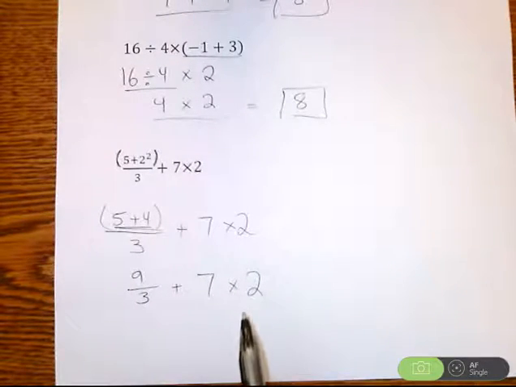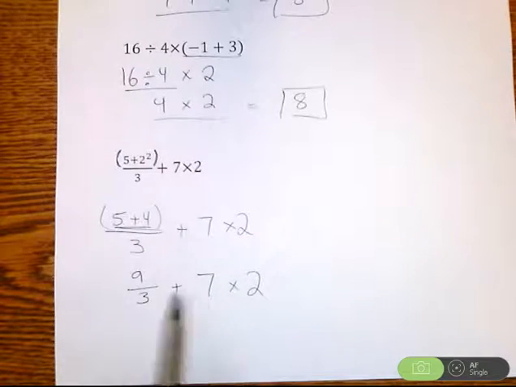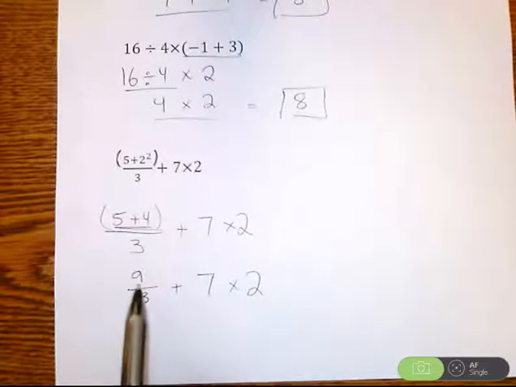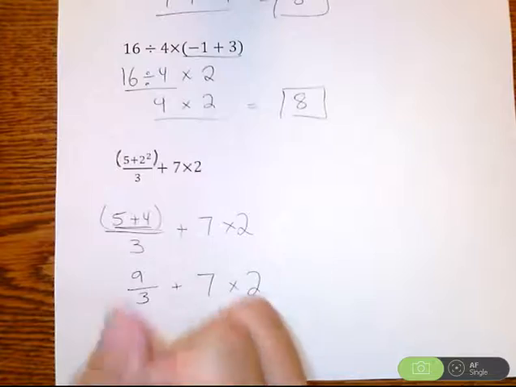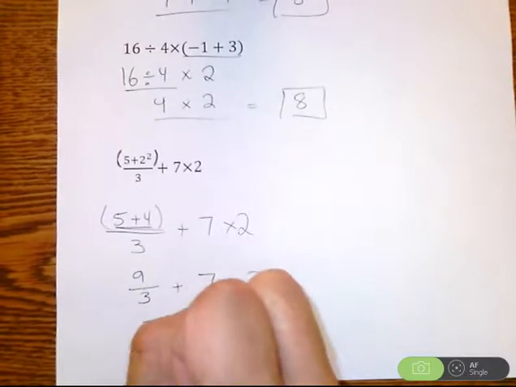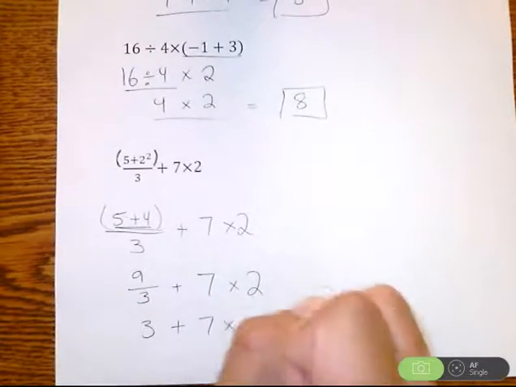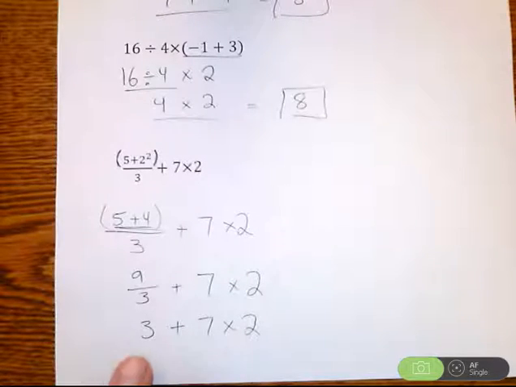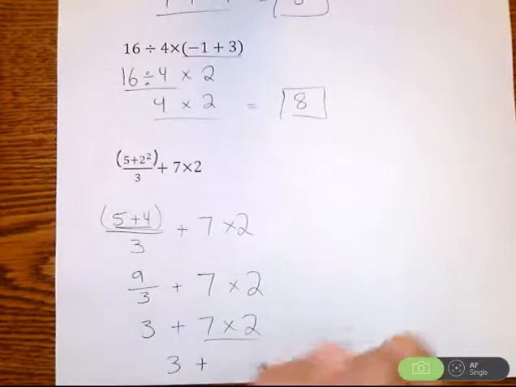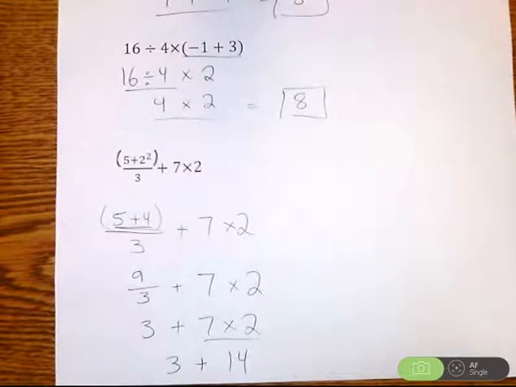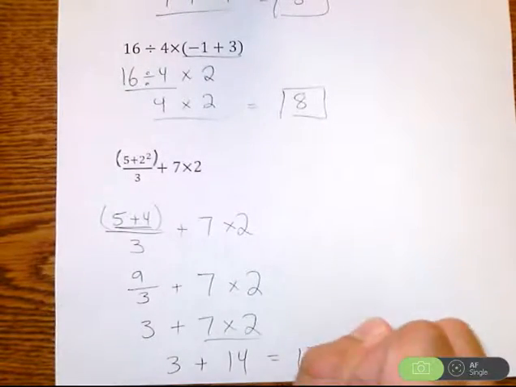Next, we'd have multiplication and division from left to right. Moving left to right, this is a division here. So we're going to do 9 divided by 3 first, which is 3. Still haven't touched the plus, the 7, the times, or the 2. Keep moving left to right. We have a 7 times 2, which is 14. So we have 3 plus 14. And finally, wrap it up with the addition, 3 plus 14, which is 17.